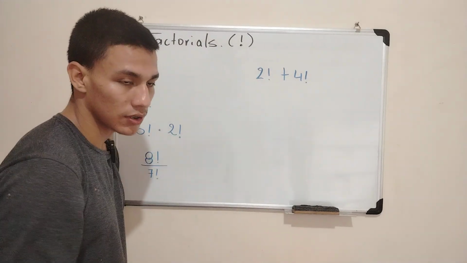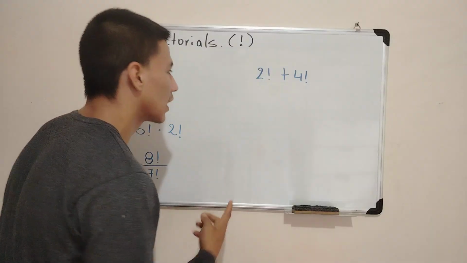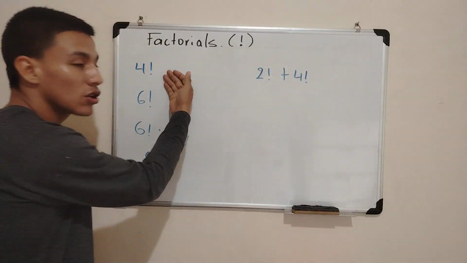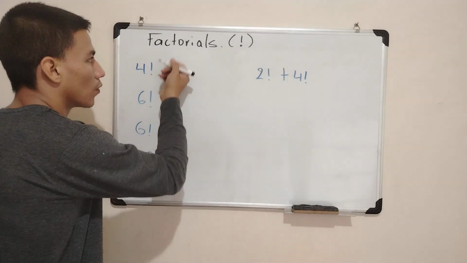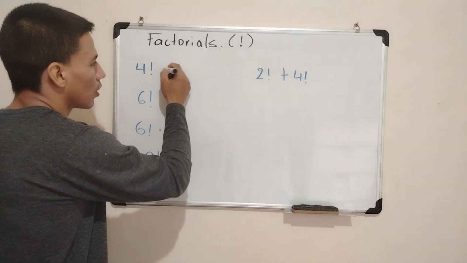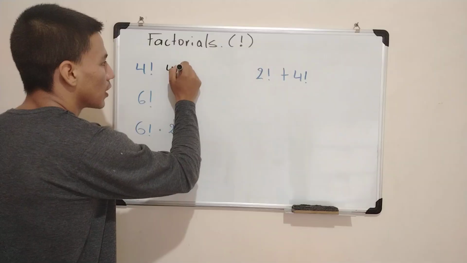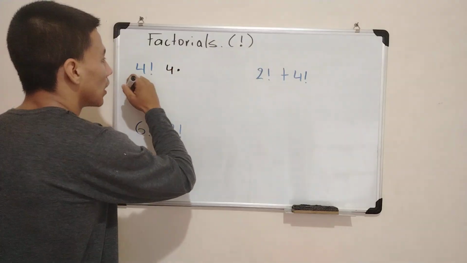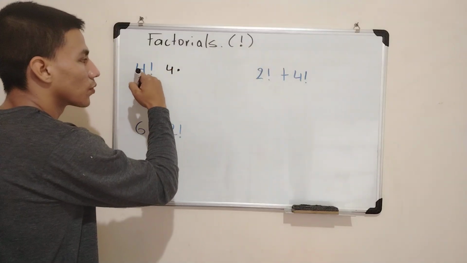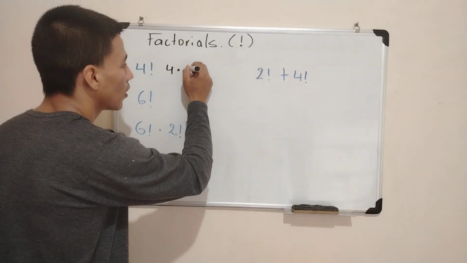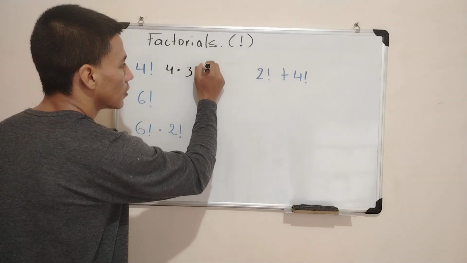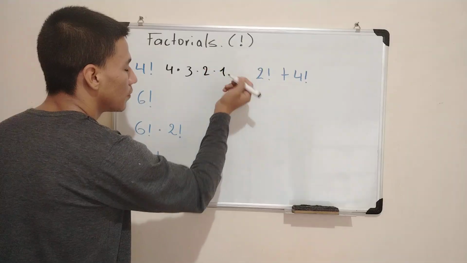I have an algebraic example, just one that is not so complicated. Let's go for the first one. When you go through an example of factorials, you just know that it is a multiplication. The factorial of 4 is 4 times 3 times 2 times 1.